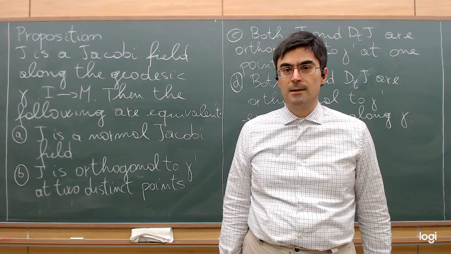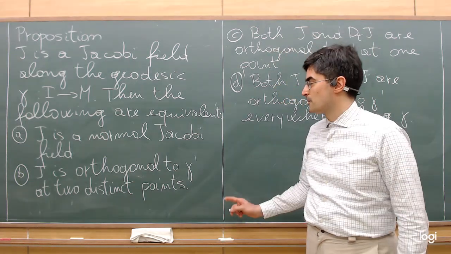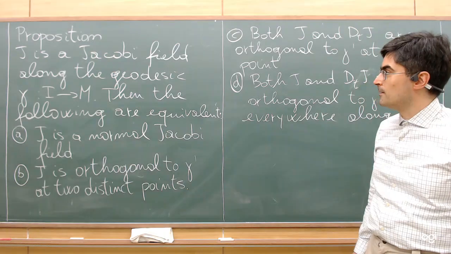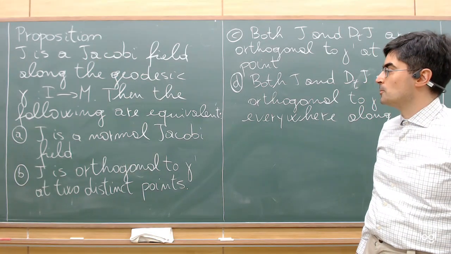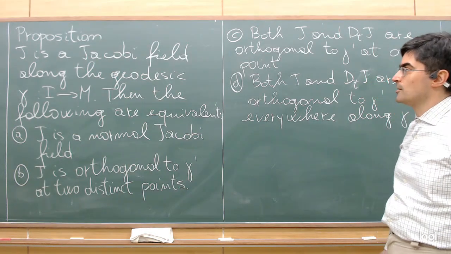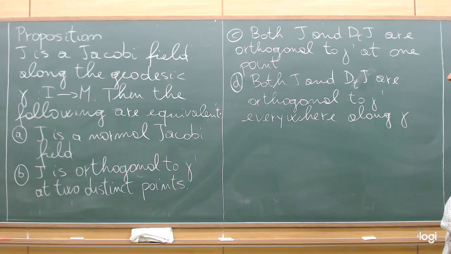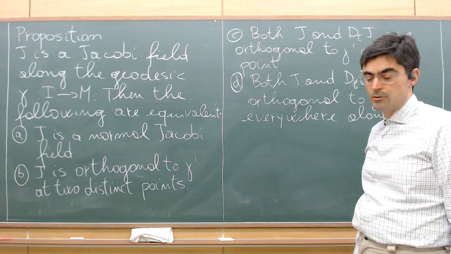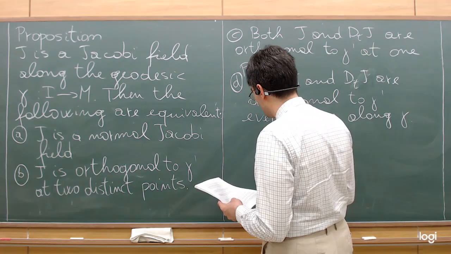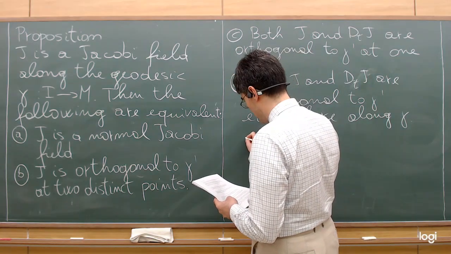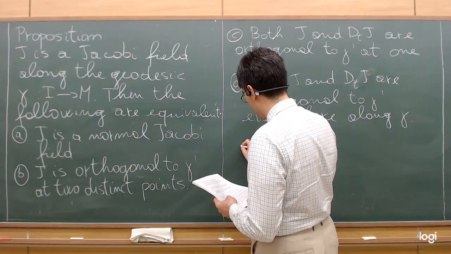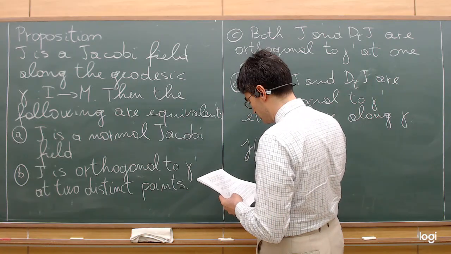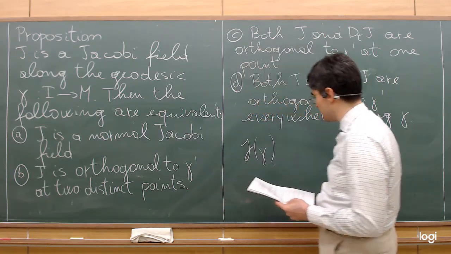Last time I presented this proposition about the normal Jacobi fields along a geodesic gamma. What we want to do next is to describe the structure of the set of Jacobi fields along a geodesic gamma, that is the space I denoted by J gamma.